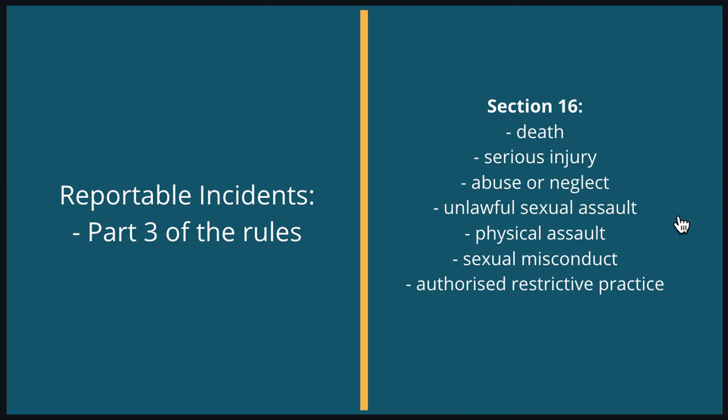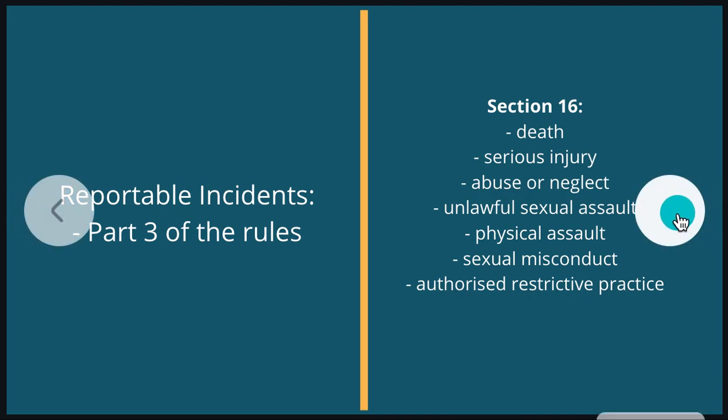Whereas reportable incidents, as defined within the rules in section 16, talk about death, serious injury, abuse or neglect, unlawful sexual assault and physical assault, which interestingly they link together. However, they are quite different in some ways. They also talk about sexual misconduct in regards to staff, and unauthorised use of restrictive practices. So essentially, if any of these incidents are reported to you or you become aware of them, they automatically fall into the reportable incident category.